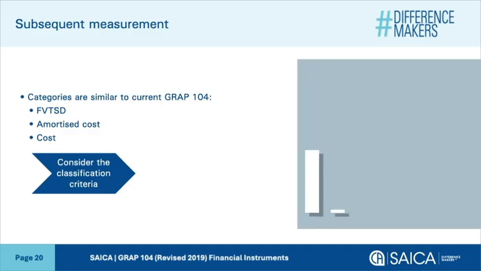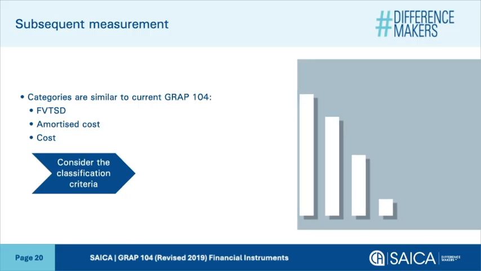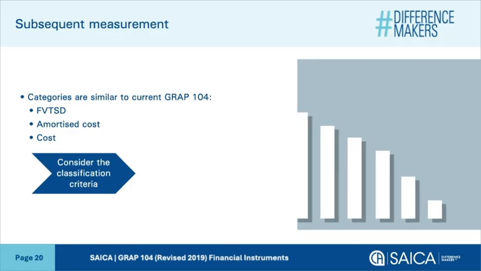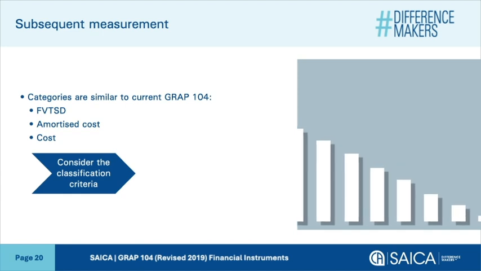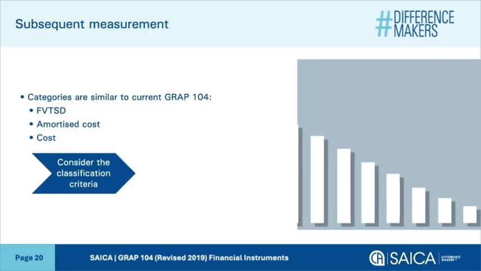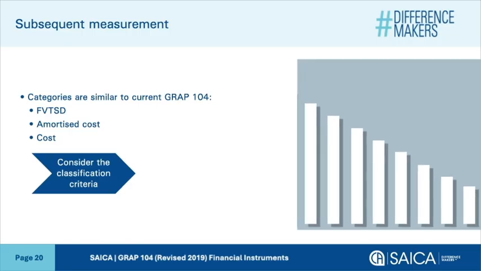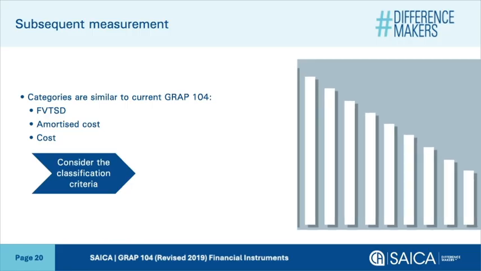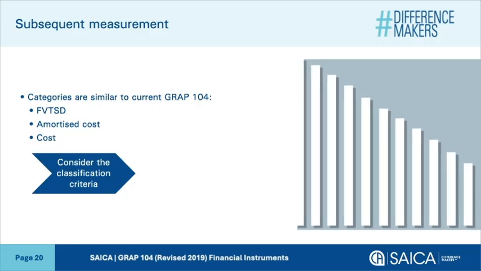If we then move to subsequent measurement, our categories are similar to the current or existing GRAP 104 standard, which are fair value through surplus or deficit, amortized cost, and cost. As I said, you need to consider the classification criteria when you start preparing, or are already preparing, for implementation of GRAP 104 revised. You cannot assume that the classification is automatically the same. You have to go through a process to say, these are my instruments, let me look at the classification criteria and ensure that I have applied them correctly or that I have confirmed the classification is still the same.